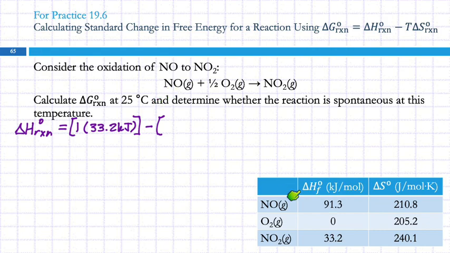And then we're going to subtract the heats of formation for the reactants. So we've got 1 mole of NO, so 1 times 91.3 kilojoules, and half a mole, seems a little weird, but it's okay, half a mole of the O2. Well, what's the heat of formation for O2? 0, because enthalpy is defined as 0 for elements in their standard states, and that's what oxygen is. So we're just going to have 33.2 minus 91.3, negative 58.1.